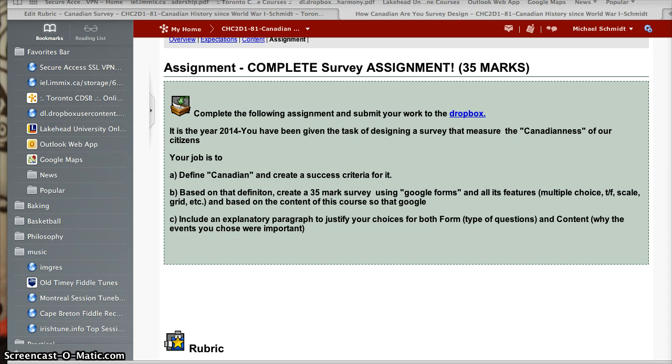As you know, they're both worth 35 marks. So overall, if you add that together, it's about 70 out of 220 or 230 marks, which is approximately 30% of your course. And I've had quite a few questions about them.